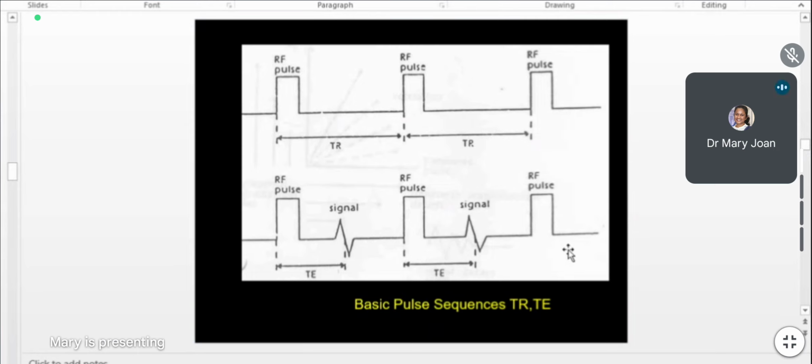So here you can see the basic pulse sequence, TR and TE. TR is from one pulse applied to the next pulse applied, the beginning of RF pulse 1 to the beginning of RF pulse 2. And TE is from the application of the first RF pulse to the peak of the signal, the beginning of the RF pulse to the peak of the signal. So that is echo time.